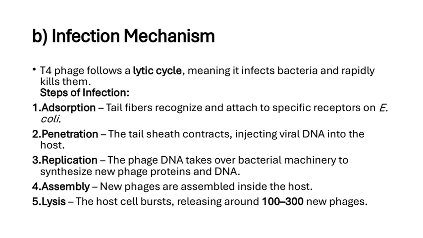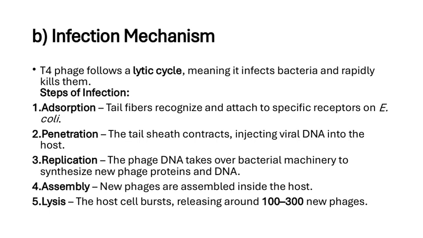This is where the tail fibers of the phage recognize and attach to specific receptors on the bacterial surface. Think of it as a lock and key mechanism that ensures the phage binds only to its target. Next comes penetration. The tail's sheath contracts, acting like a hypodermic needle, injecting the viral DNA directly into the bacterial cell. This step is crucial because it delivers the genetic material needed to hijack the host's machinery.